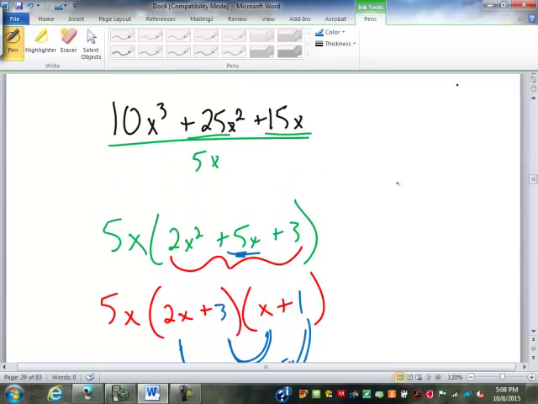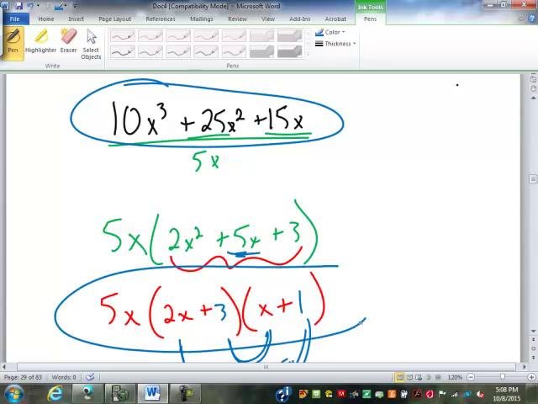So 10x to the third plus 25x squared plus 5x, or plus 15x I should say, factors to be 5x times 2x plus 3 times x plus 1. That is about as ugly as I'm going to get with these.